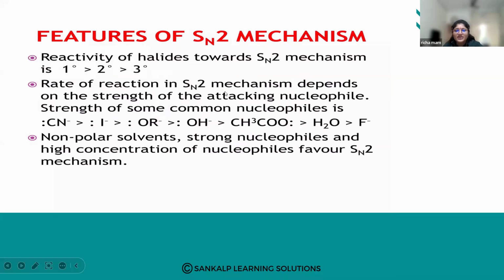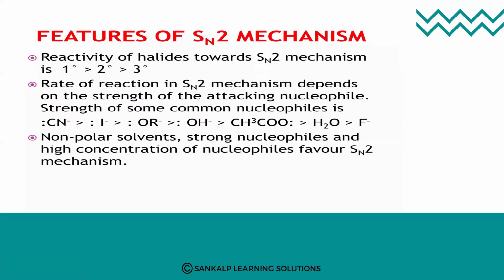The rate of the reaction in SN2 depends on the strength of the attacking nucleophile and the alkyl halides. Okay. Then, the strength of some of the common nucleophiles: cyanides are strongest, then your iodides, then OR minus and hydroxyl, then your water and fluorides.